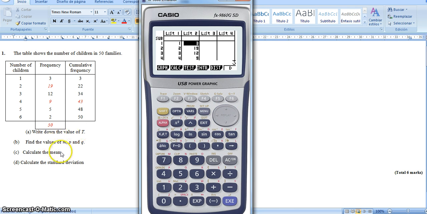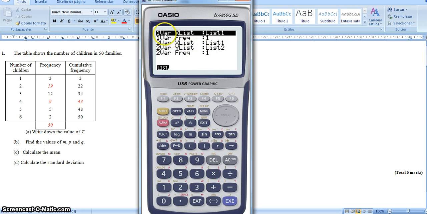And to calculate the mean and the standard deviation is very easy if you use the calculator in a good way. Look, we are going to go to calc, and always when you go to calc, you must check in the settings that you are putting the data in the good order. Here we are going to look at one bar, because this is only one variable, the number of children, and it says the variable is in list 1. Okay, that's right, the numbers of the variable are in list 1.